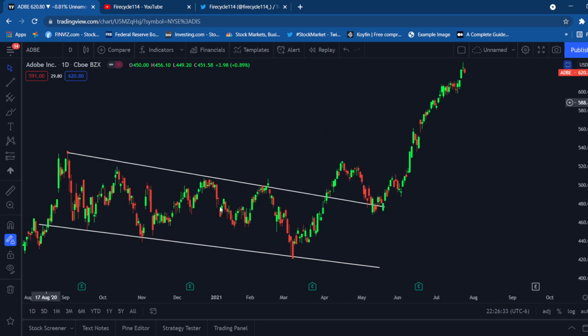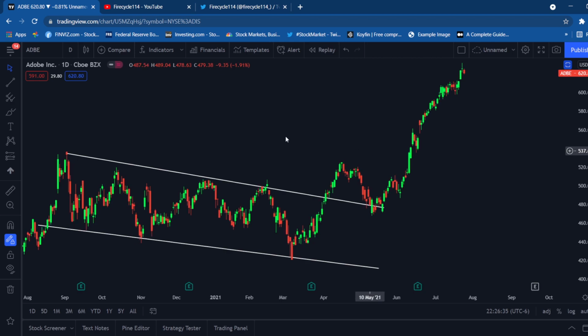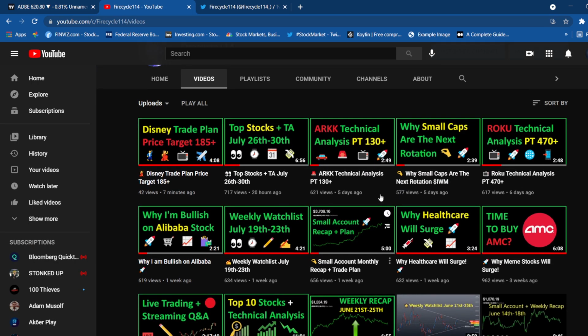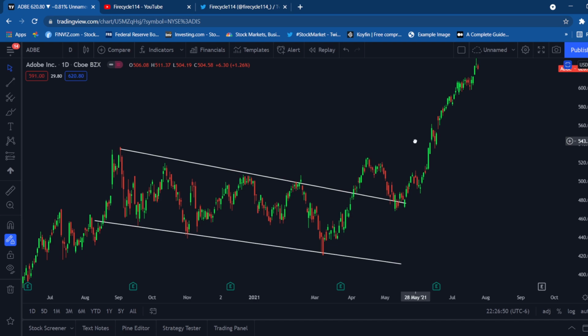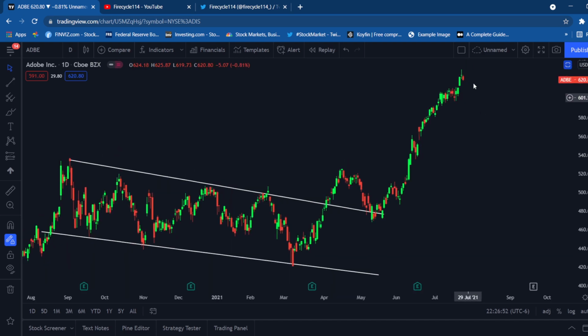What I like about Adobe is that this is going to be a put play that I am looking to take. As you guys know, I'm mostly bullish on the market right now, but we have FOMC, so we have Powell speaking this week. And just in case the market turns to the opposite side, I'm looking at this play.